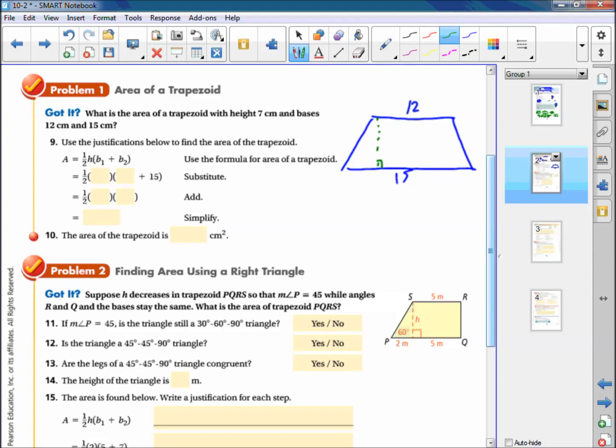So my height here is 7. And we're trying to find this area. So this area is going to be 1/2 of the height of the trapezoid, times the sum of the two bases, 12 plus 15. So 1/2 of 7 times 27, okay? And half of 7 times 27 would be 94.5. So this area will be 94.5 centimeters squared, okay?